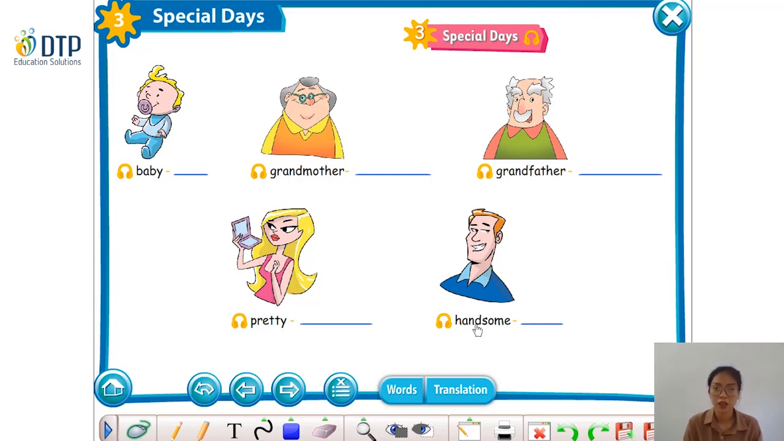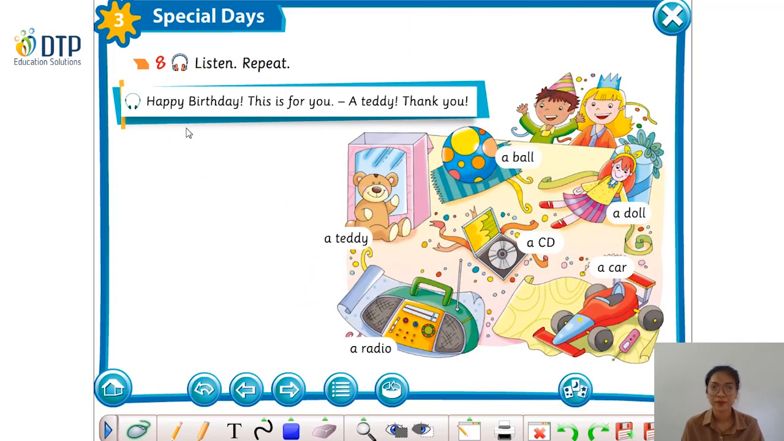Now let's move on to the last structure. Happy birthday! This is for you. A teddy. Thank you. Chúc mừng sinh nhật bạn. Đây là món quà của mình tặng bạn. Oh, một con gấu bông à. Cảm ơn bạn. Okay, let's review some vocabulary. Good, what is it? It's a ball.